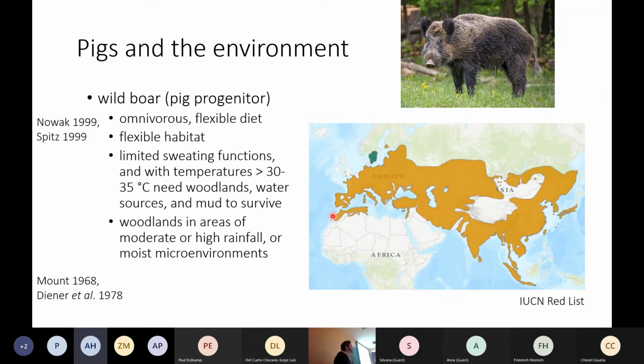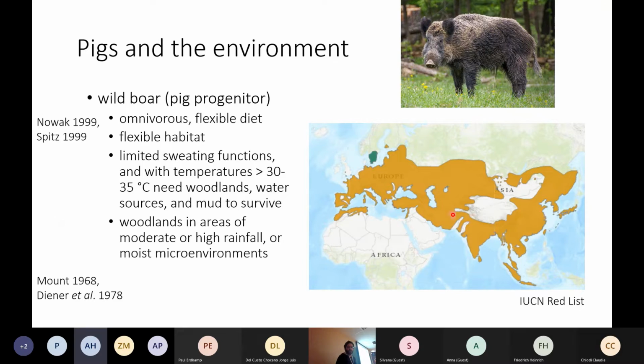So considering the peculiar, less fertile environmental conditions in the area north of Lake Karun, I thought to start from the basics, so from the environmental requirements of wild boar, which is the wild progenitor of domestic pigs. So trying to understand if the environmental explanation can be a way to explain the absence of pig at Qara al-Hamra. Wild boars are omnivorous animals, so they have a flexible diet.